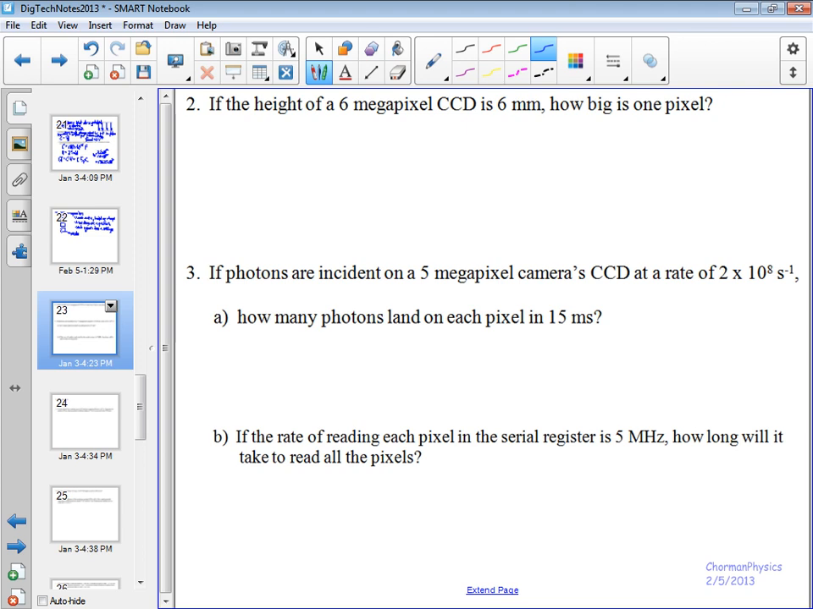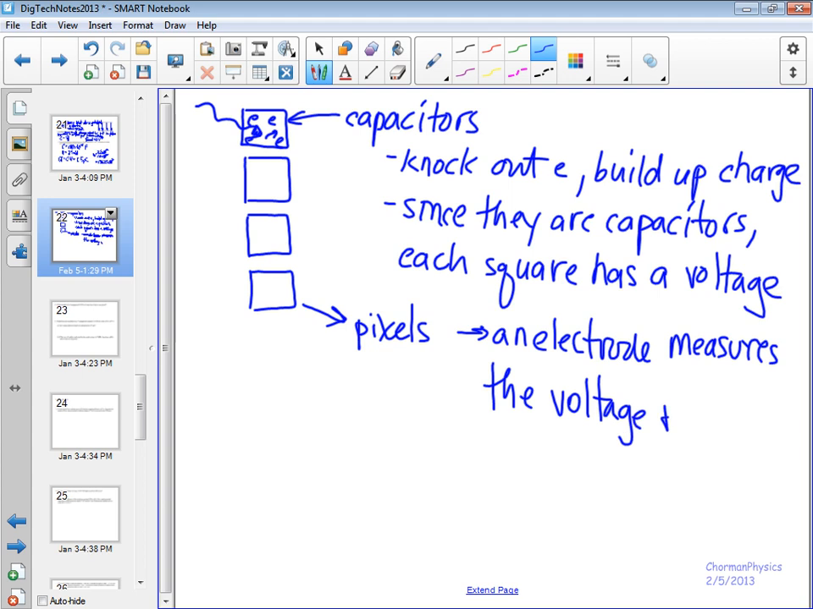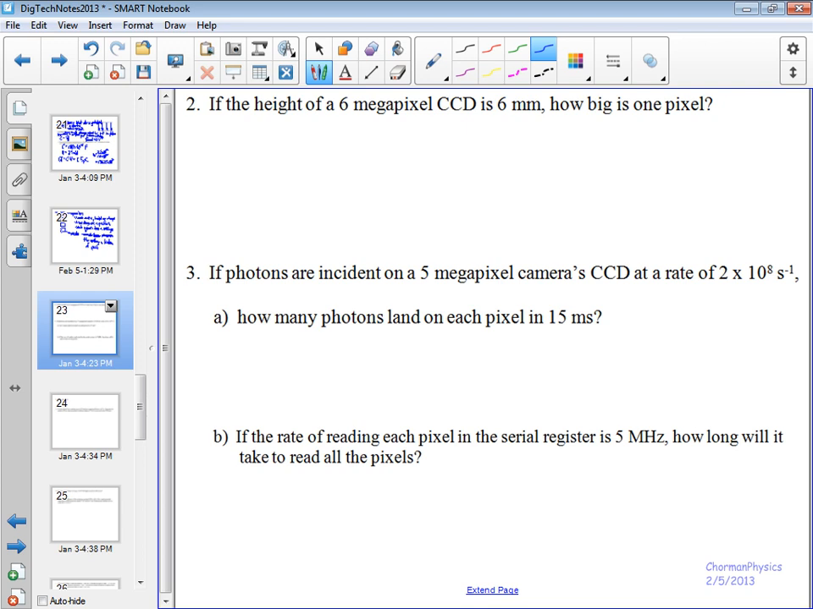And really quickly, on the next page there, it talks about image capture with a charge-coupled device, okay. Once we have each square as a voltage, by the way, an electrode measures the voltage and location of the pixel. All right, and that's how this charge-coupled device works. We'll talk about it a little bit more in class.